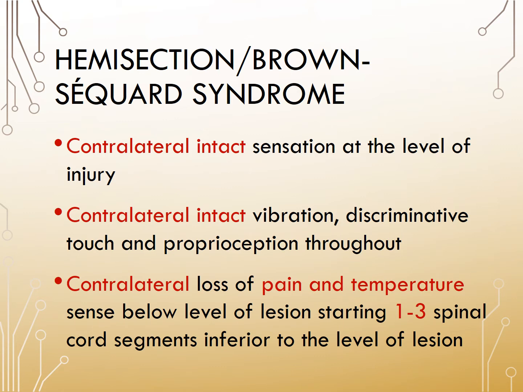Contralaterally, all sensation will be intact at the level of injury. Vibration, discriminative touch, and proprioception will remain intact on the contralateral side throughout all segments. However, the senses of pain and temperature will begin to be lost on the contralateral side from the injury, starting 1 to 3 spinal cord segments below the level of the injury.